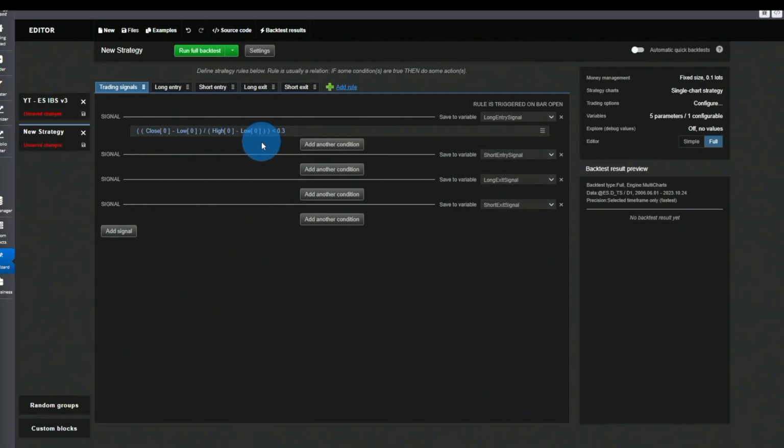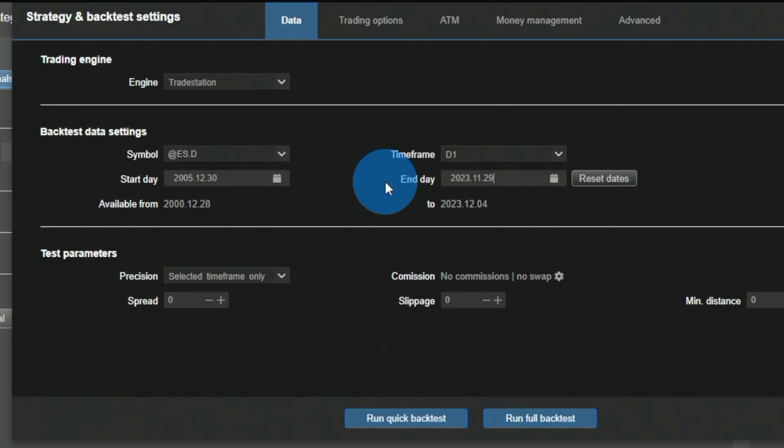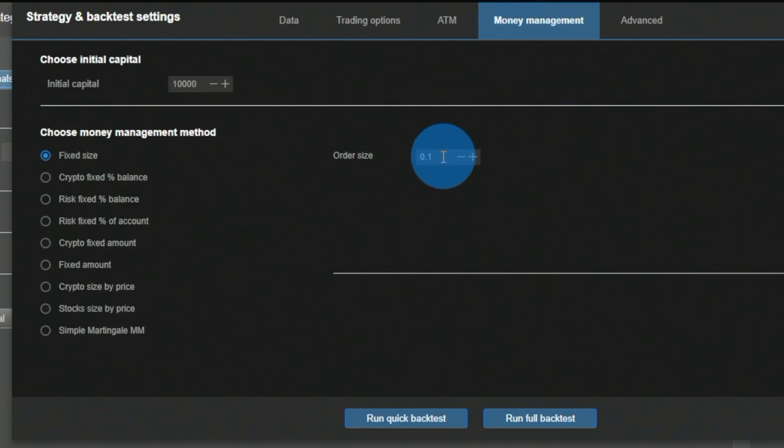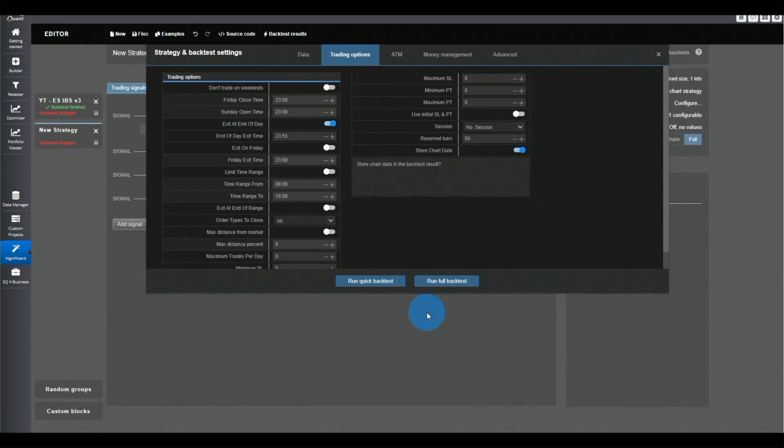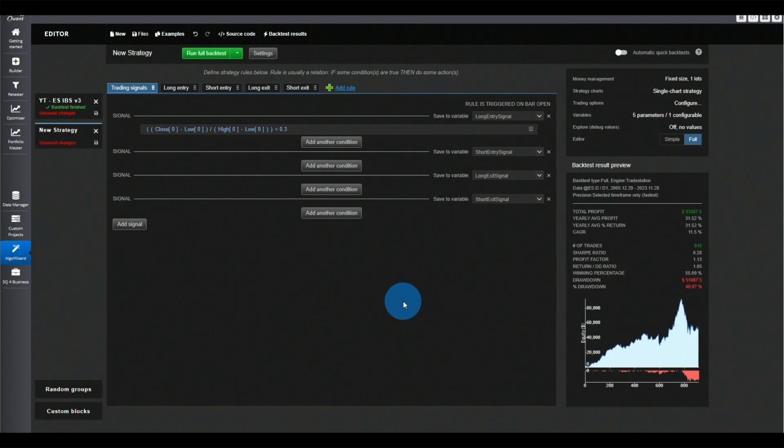And this worked very well as a mean reversion strategy. So first I will test it on the S&P 500, the data here since 2006, and we will do one contract. And just to test our theory that these things work, I will show you the exit end of day. And I will save the chart data so we can look at the trades. So let's run the backtest.